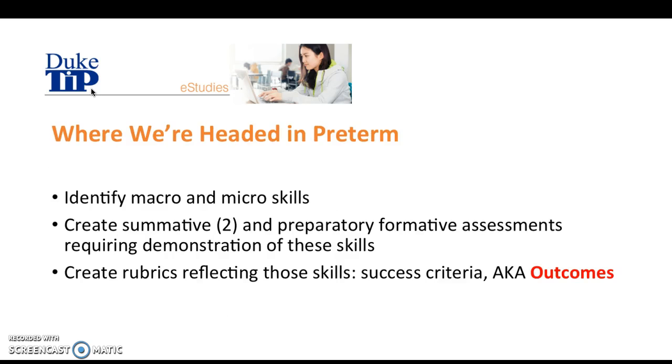So in preterm, as you're developing a course, first of all, you identify your macro and micro skills. You're also going to be developing 2 summative assessments for the 7-week term, and then any number of preparatory formative assessments to help students get to that summative, that culminating assessment, where they are demonstrating one or more of these skills. And then, of course, you're going to create rubrics that reflect those skills, where you're repurposing those skill objectives as success criteria. And in eStudies speak, in the Canvas learning management system we use, those success criteria are also known as outcomes.